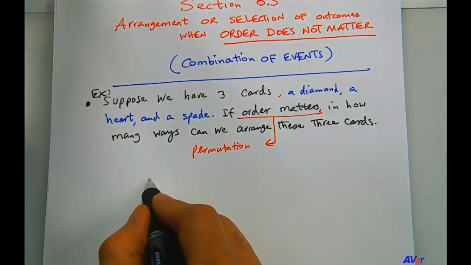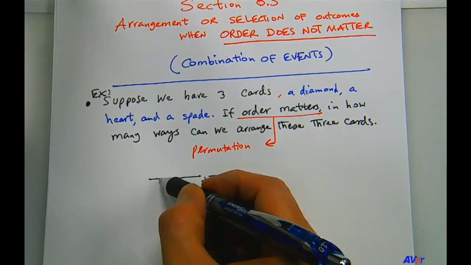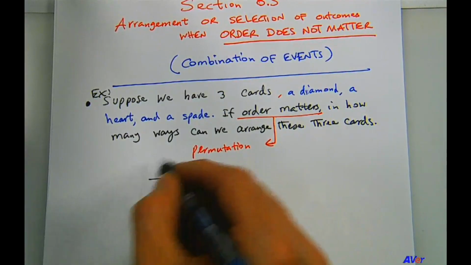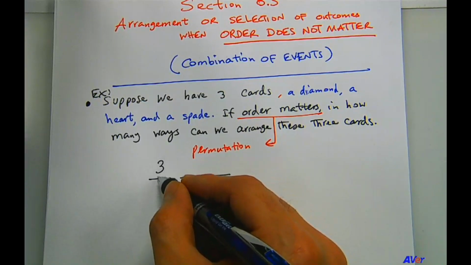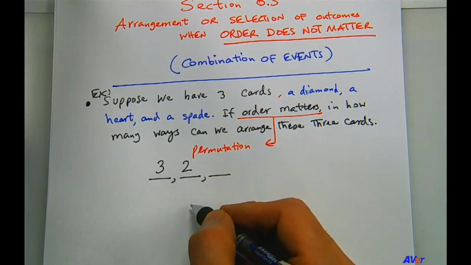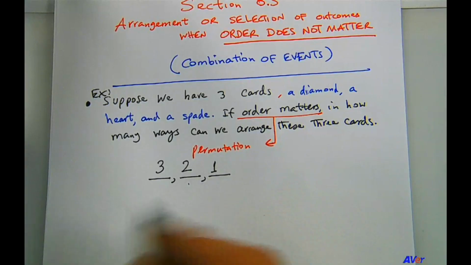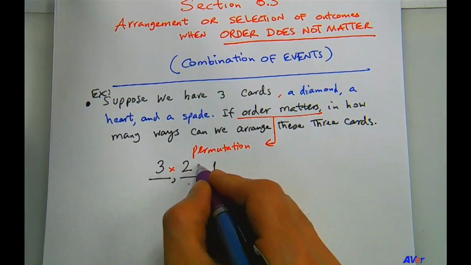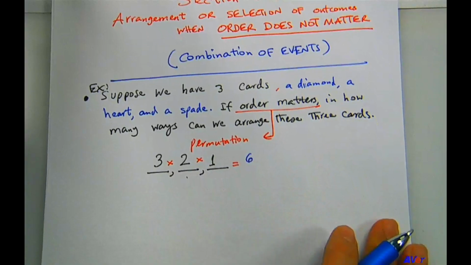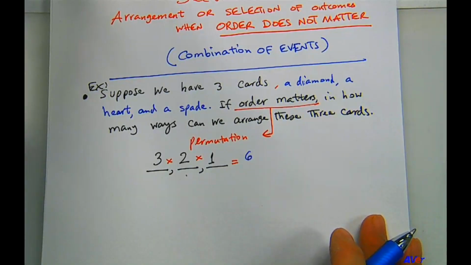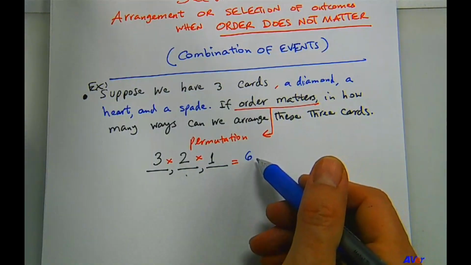So we have 3 cards, 1, 2, 3. And how many cards can we choose for this position? Since order matters, we have 3 cards to choose from for this position. And once we select that one card, we have 2 cards left for this position, and then 1 card left for this position, right? And then by the multiplication principle, we can multiply these together, and we've got 6 different ways of arranging these 3 cards such that order matters. So this is a small sample space.